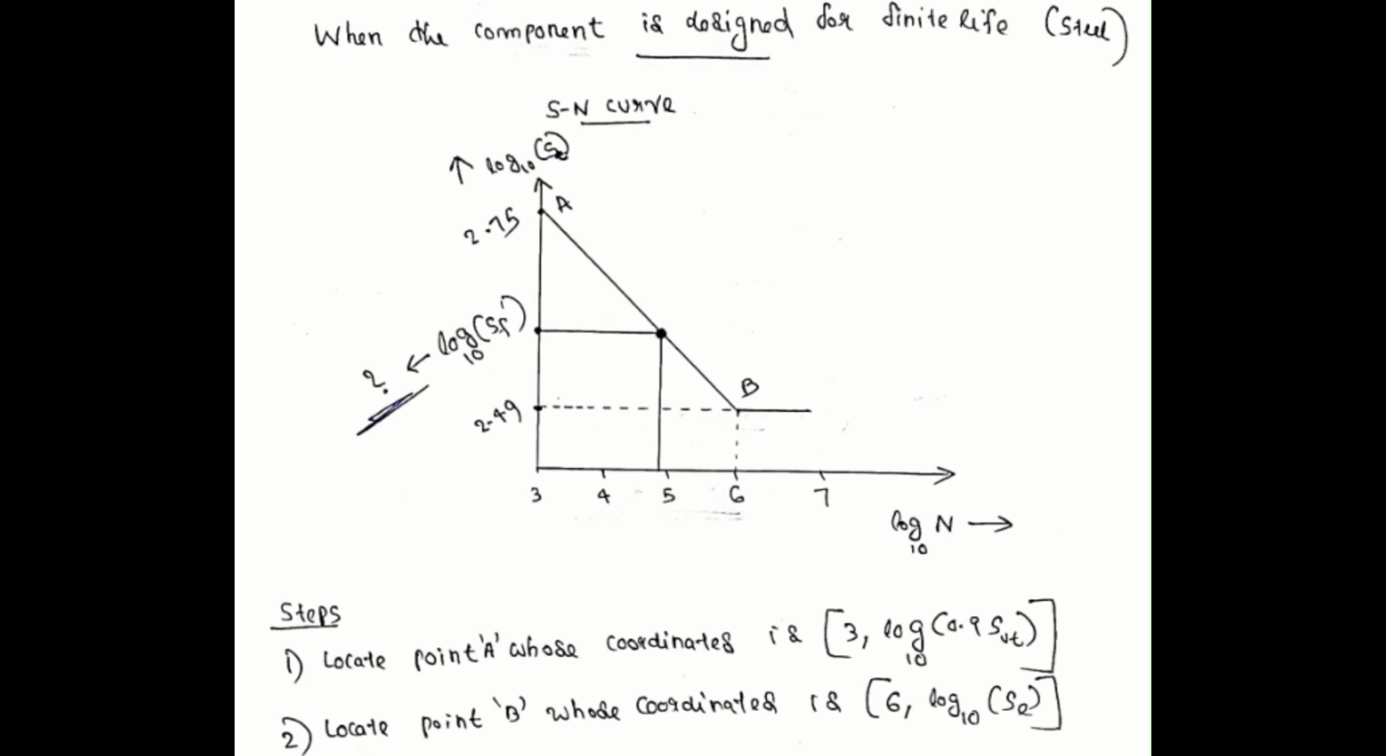The x-axis values will not have any compromise; they are fixed. The only thing we have to find is the y coordinate. Because we have the ultimate stress and endurance strength in the question, we simply substitute those values to find the y coordinates of both A and B, and then you can locate points A and B. That's the first step to solve this type of problem.